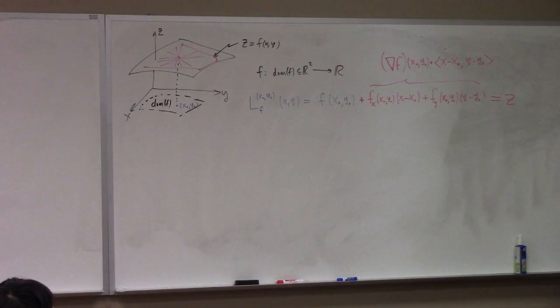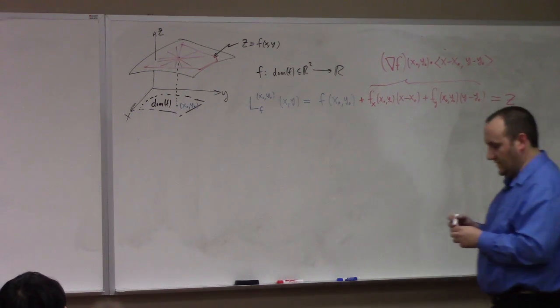So let's see here. The question then is, how do we generalize this? How does this work for functions of more variables? What if, instead of a function from R2 to R, I have a function from Rn to Rm? So the question is, how does this generalize?